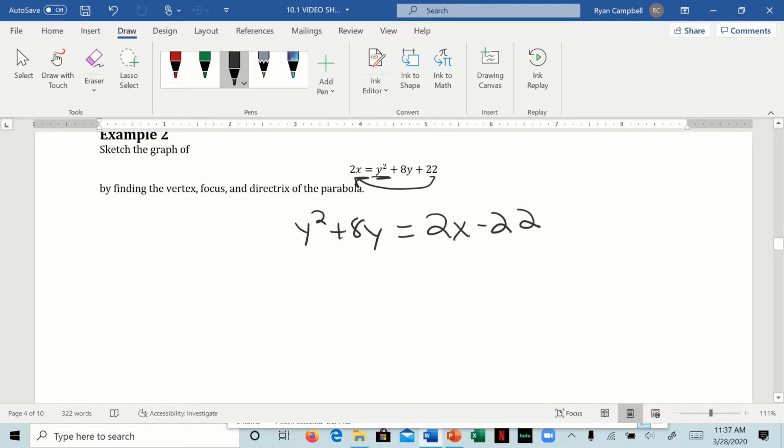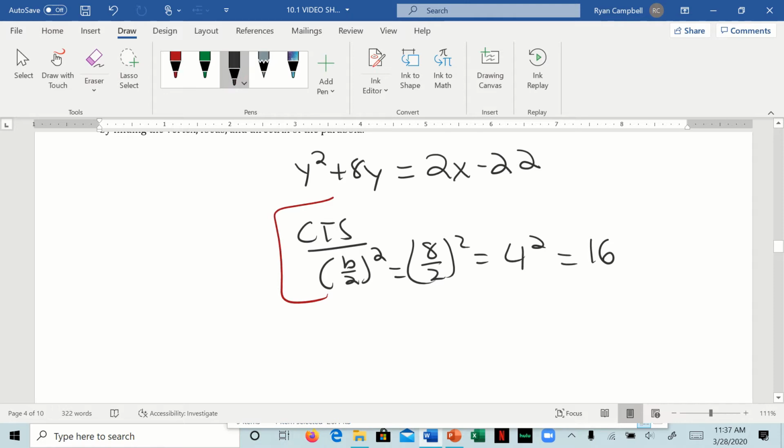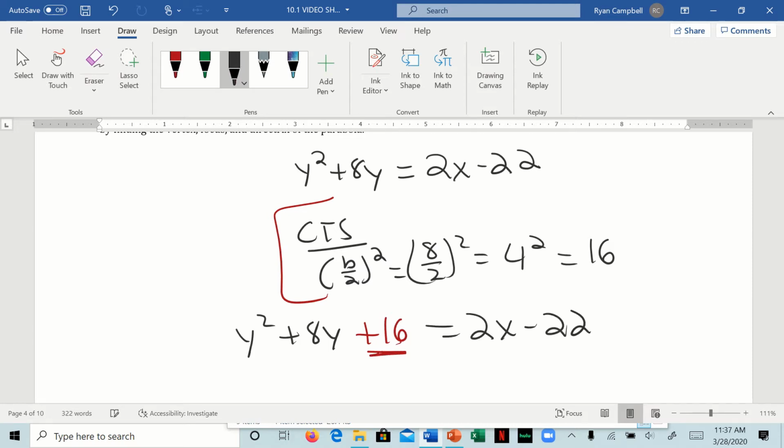So let's complete the square. Remember, completing the square is going to be b over 2 squared. In this case, b is 8. So 8/2 is 4, and 4 squared is 16. We want to make sure that we add 16 to both sides. So we get y squared plus 8y plus 16, and that equals 2x minus 22 plus 16. There we go. Nice. All right.